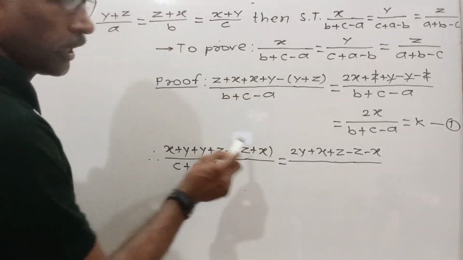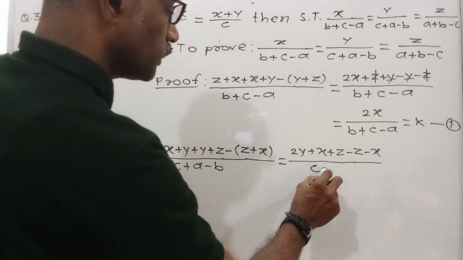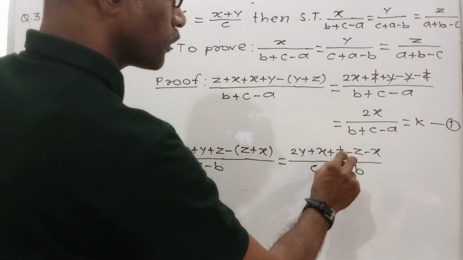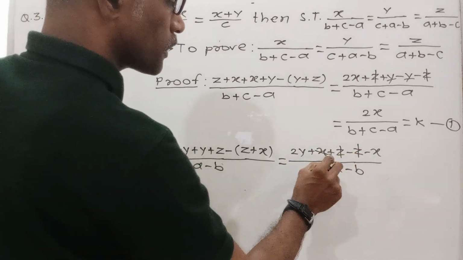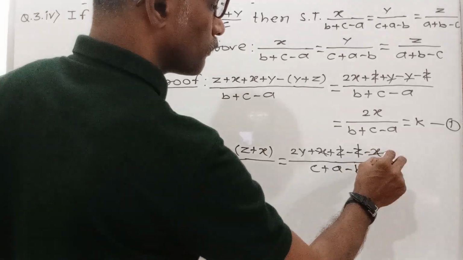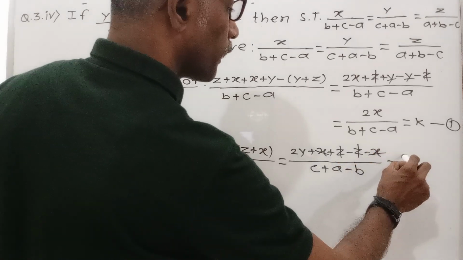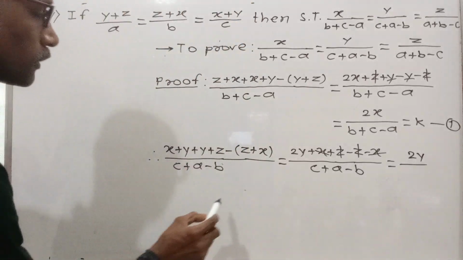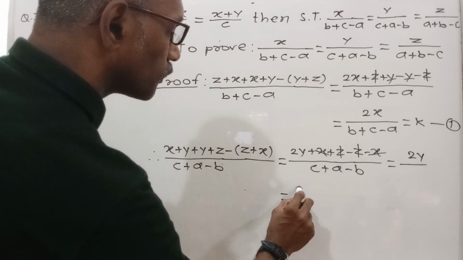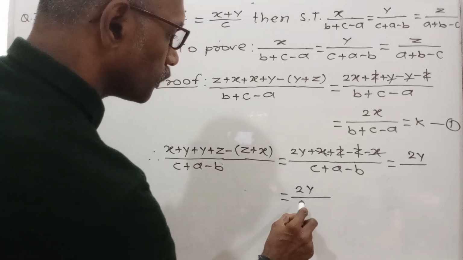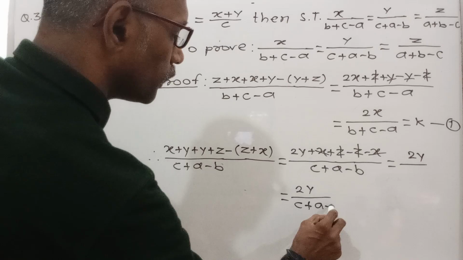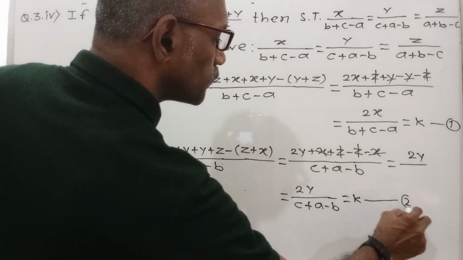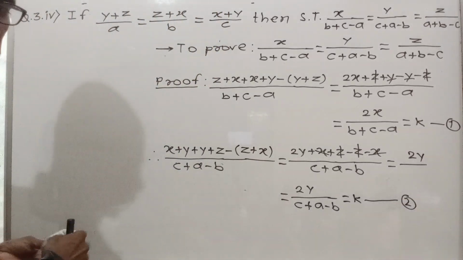Upon c plus a minus b. Here plus z minus z, and this plus x and minus x cancel. Therefore, what is left? 2y upon (c plus a minus b) is equal to k. This is equation number 2. Did you understand?